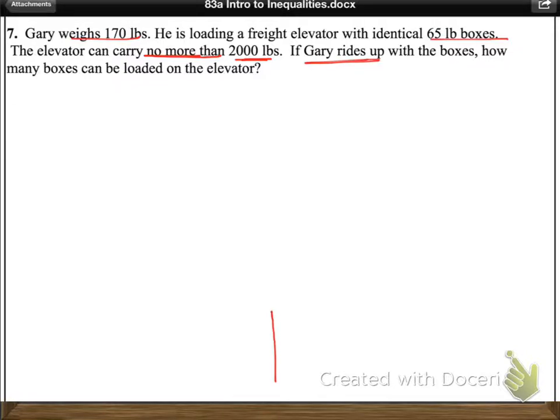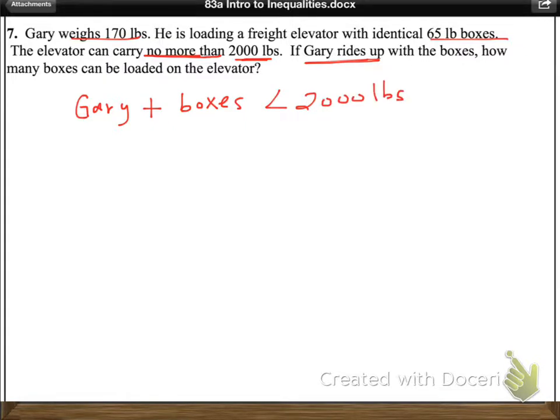So if we want to set this inequality up, how are we going to do it? Well, we need to add, right, Gary's weight. So let's kind of write this out in words. We need to add Gary's weight plus boxes, right? And it has to be less than, because no more than, you don't want more than 2,000 pounds. It's got to be less than 2,000 pounds.